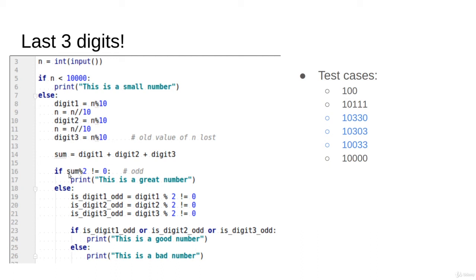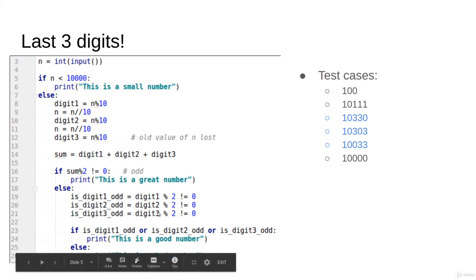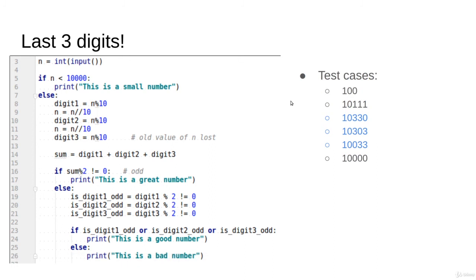And now if the sum mod 2 isn't equal to 0, which means it's odd, we can handle the case here. Otherwise, we have to check if any of the digits is odd. So I'm going to make 3 variables here. If the first is odd, if the second is odd, if the third is odd. And then I'm making an if condition. If any one of them is odd, print this is a good number. Otherwise, print the last statement, which is a bad number.